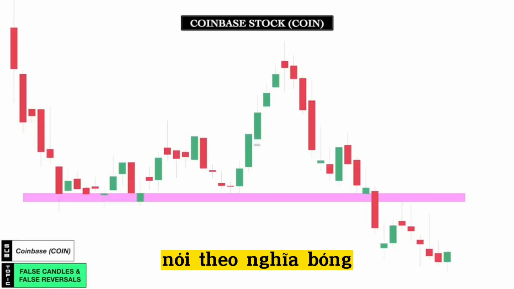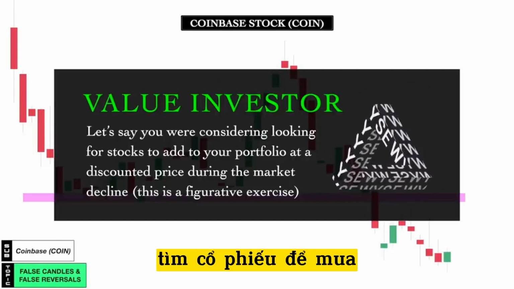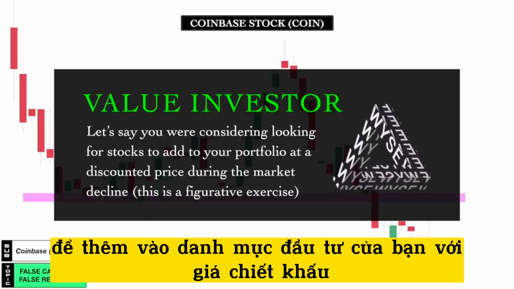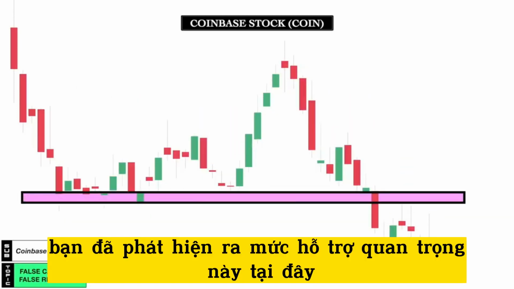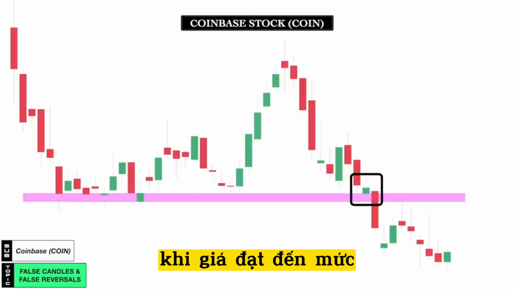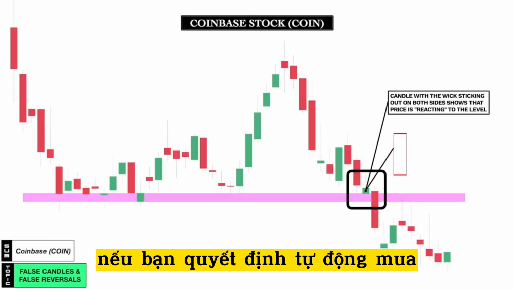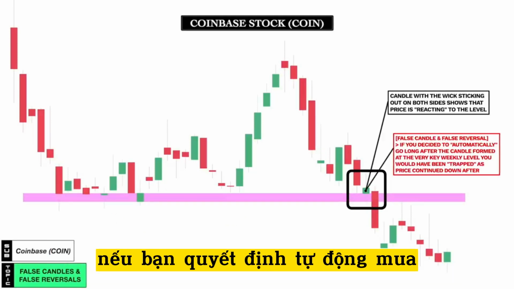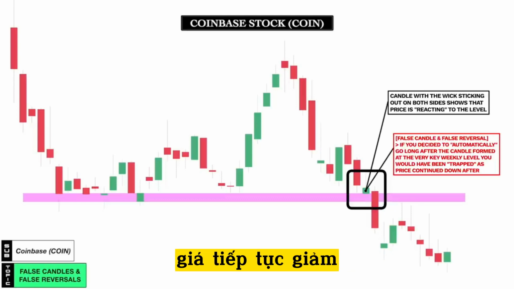So figuratively speaking, let's say you are a value investor looking for stocks to buy to add to your portfolio at a discounted price during this market decline. You spotted this key support level here due to these multiple reaction points. As price reached the level, you had a green candle with the wick sticking out. Again, if you decided to automatically go long against the strong downtrend, simply because you had candlesticks at a key level, you would have been trapped as price continued down.